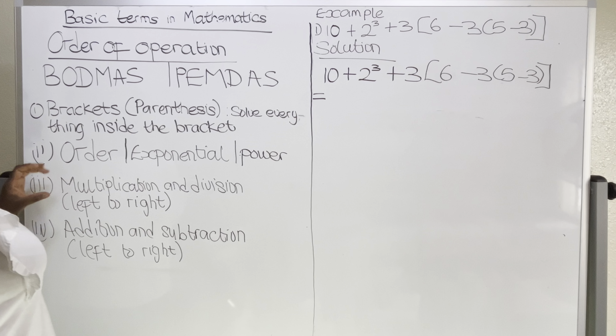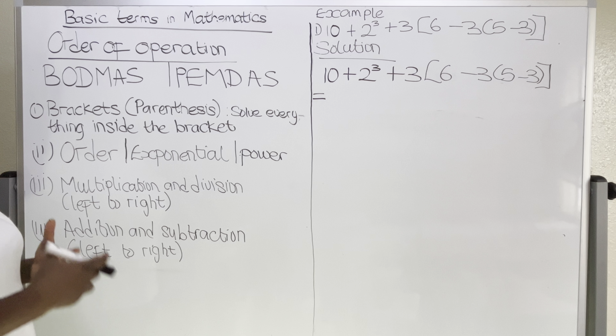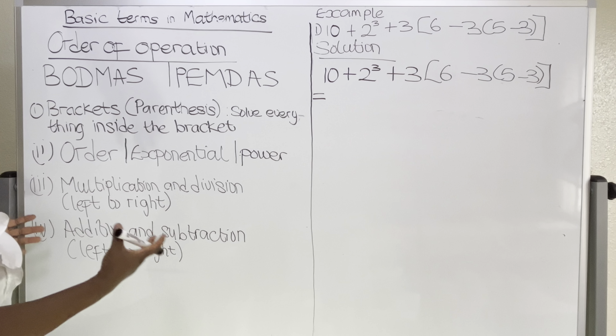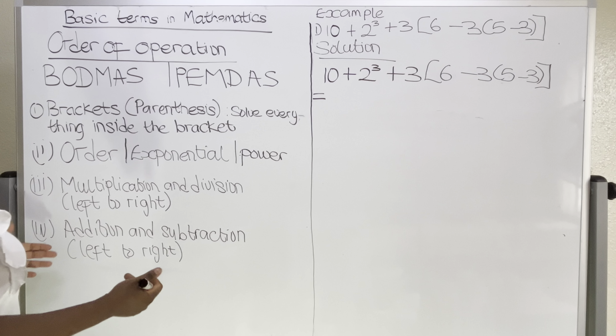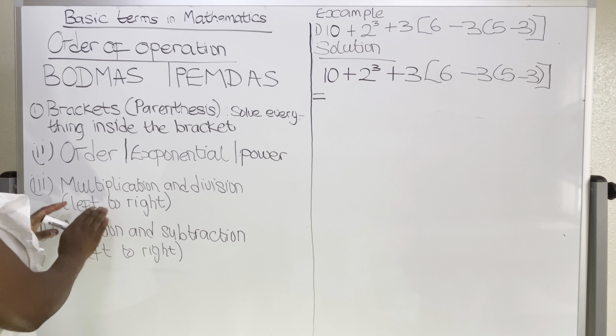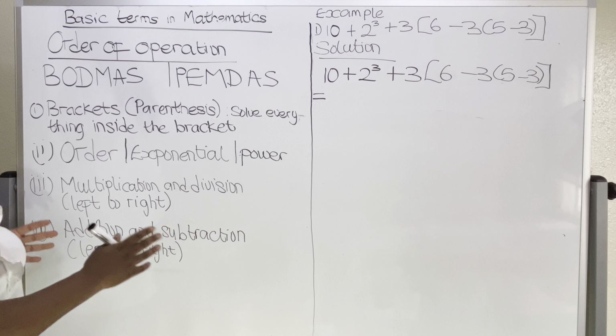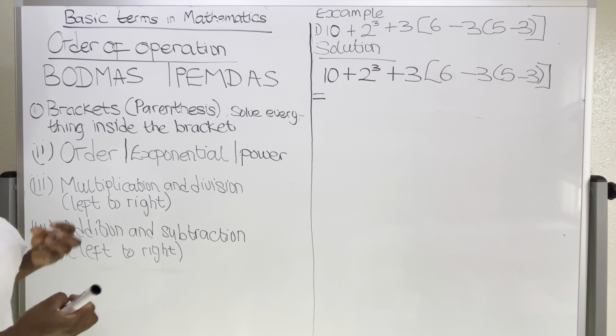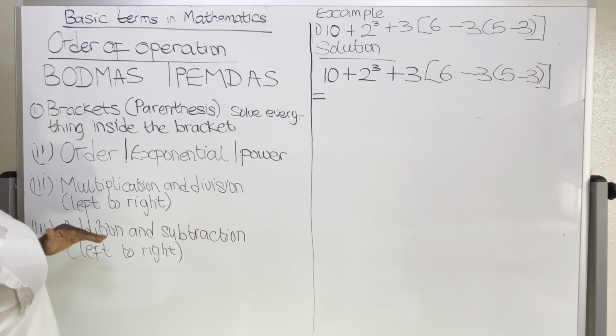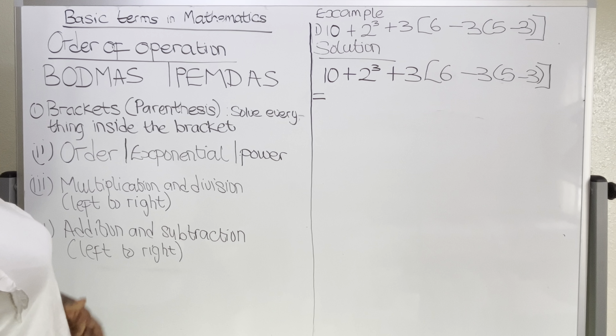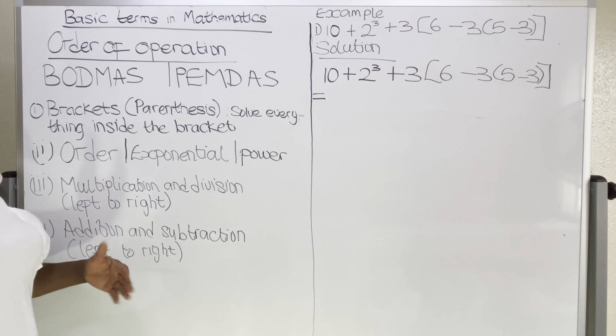Then multiplication and division. When you take the multiplication and division, you take these terms from left to right, and finally the last set of things you do in every expression is to solve the addition and subtraction from left to right.